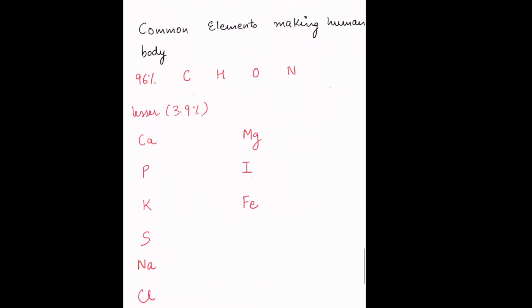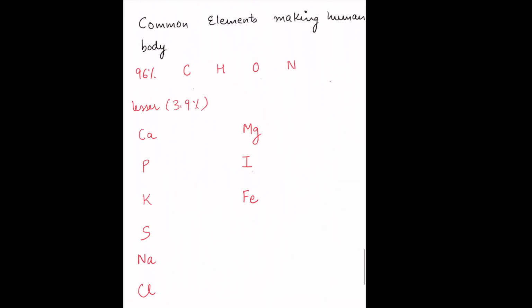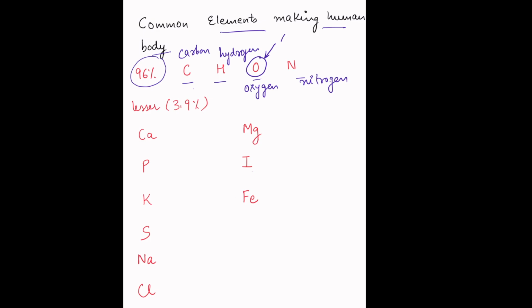Now, one of the important things is these are the common elements which make up the human body. 96% of the human body is made up of these four elements. The first one is carbon, the symbol is C. This one is hydrogen, the symbol is H. Then you have oxygen, O, and then you have nitrogen. 65% of human body mass is made up of oxygen.